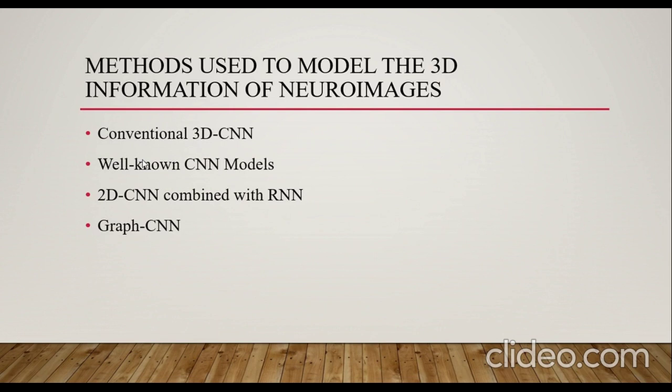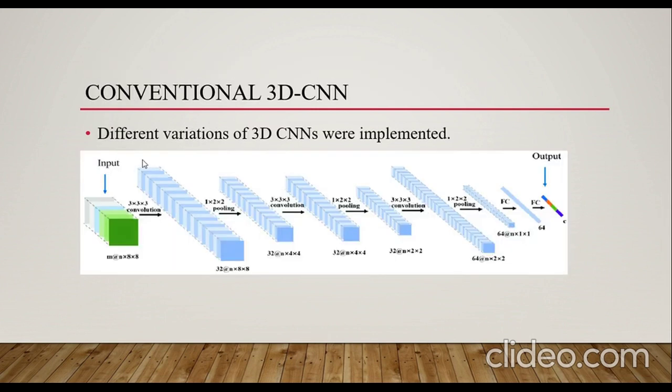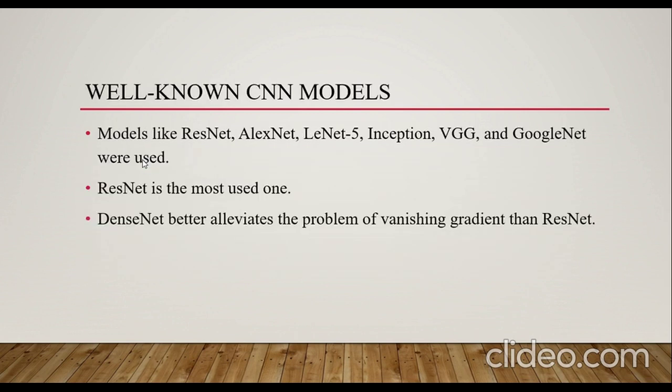For the first research question, different methods were used to model the 3D information of neuroimages. Conventional 3D CNNs were used. Well-known CNN models were used. 2D CNN combined with RNN and graph CNN. As for conventional 3D CNNs, different variations with different number of convolutional blocks, fully connected layers, and max pooling layers were used.